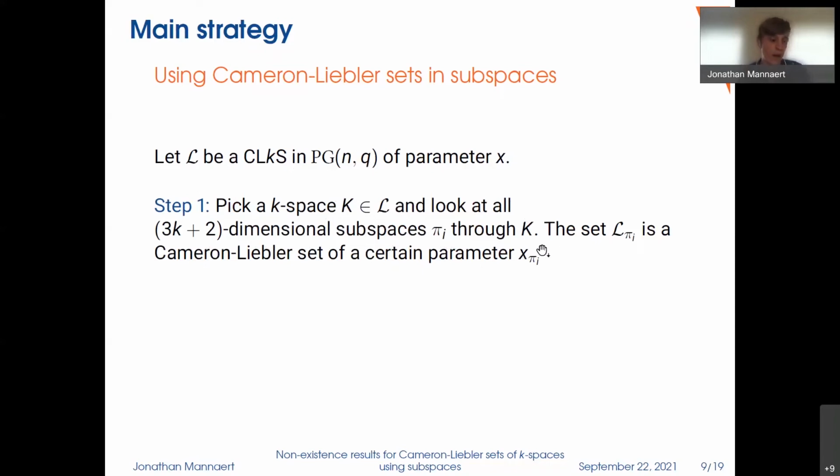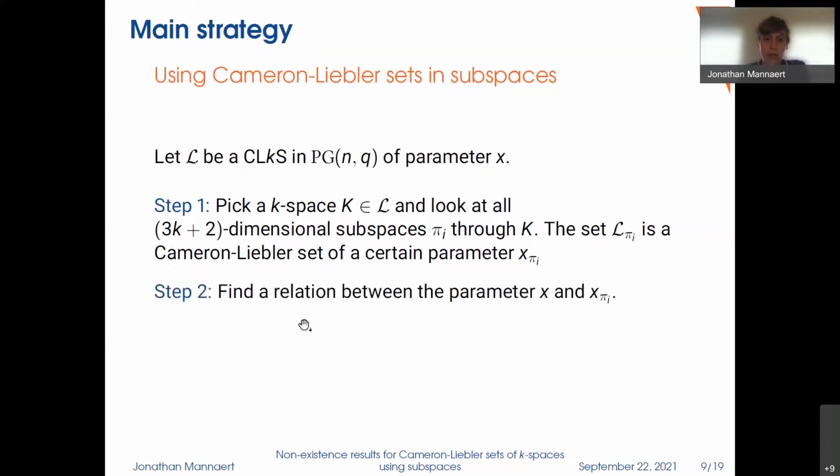We know that for every pi, the set L_pi, which consists of all k-spaces inside L and inside pi, is a Cameron-Liebler set of a certain parameter x_pi, but this parameter we don't know anything about. It's just a notation. The reason why we choose this dimension is that this is the smallest possible dimension where we can make this story work, and it will give the best bound. So we could fill in 3k+4 or 3k+3, but it will always end in a bound that is worse than using 3k+2.